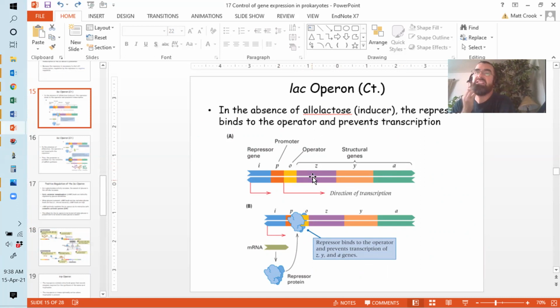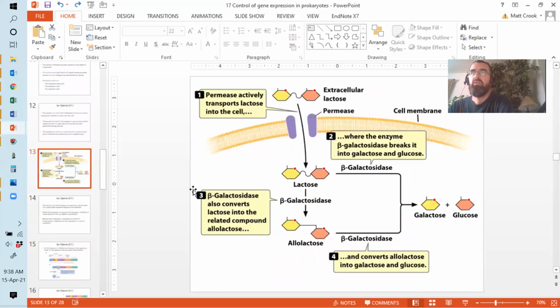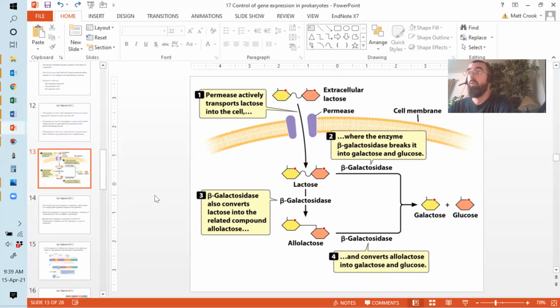So lacZ, or Z, is beta-galactosidase. This one turns lactose into galactose and glucose, right? So the cell can't metabolize lactose directly. It can't go straight into cellular respiration. It has to be broken down into glucose and galactose first. I don't actually know what happens to galactose. One presumes it's used for something. I just don't know what. Probably modified and turned into glucose and then used as glucose.